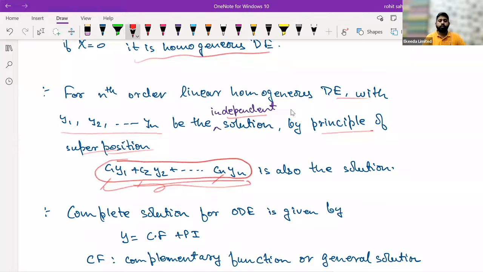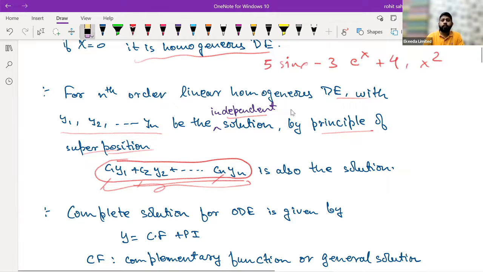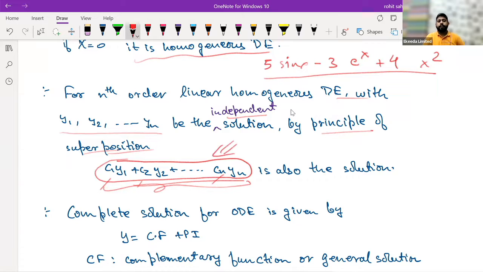Fine. आपने जितने भी solutions निकाले, n solutions निकाले. Let's say one of the solutions is sine x. Let's say another solution is e to the power of x. Let's say the third solution was x square. So आप कह सकते हैं कि overall इनका जो linear combination है, let's say 5 times sine x minus 3 times e to the x plus 4 times x square, तो ये भी एक solution ही होगा आपके given differential equation का. That is the linear combination of all your independent solutions. Independent होना जरूरी है. Independent होगा कि नहीं होगा वो भी कैसे देखते हैं वो हम आगे देख लेंगे.